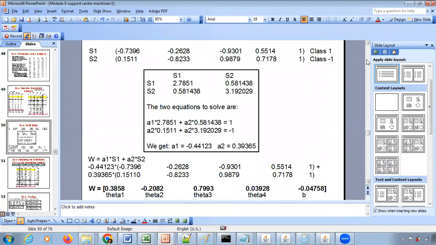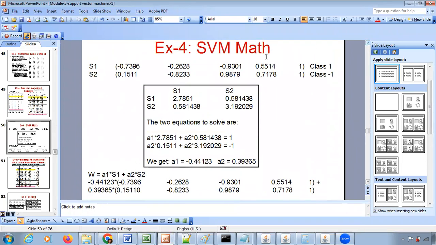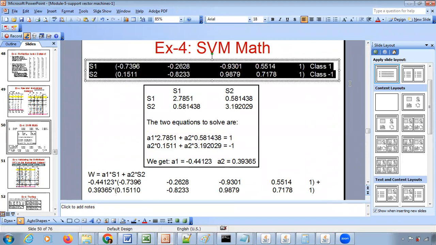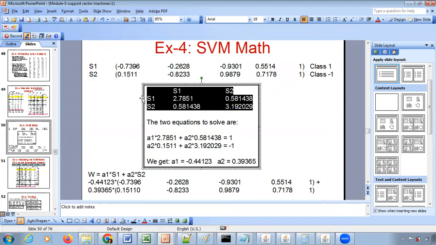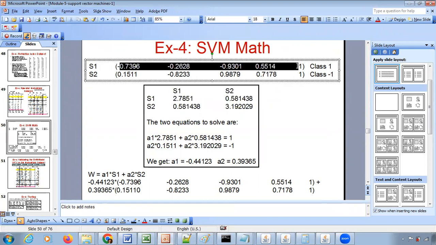So with S1 and S2 as two support vectors, one for each class, we just need to build a small dot product table, S1, S2. The dot product is still the same: just do the term-wise multiplication and add them. If you're doing S1 times S1, just square each term and add them up. So we get all these values.